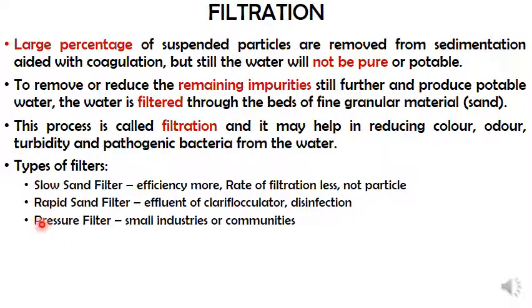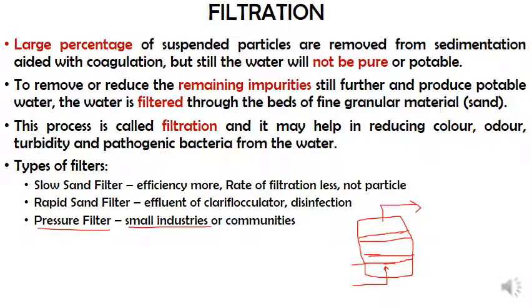Now the last one is pressure filters. These are nothing but enclosed containers, quite small in their section. A vertical filter will be something like this. From the bottom we give the inlet, and here we have the material: different gradings of sand, gravel, and a drainage system. From the top we take the effluent out. This is how the pressure filter works. These can be used for small industries or small communities or localities.